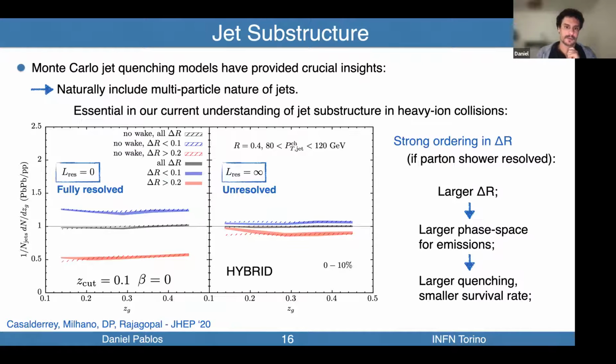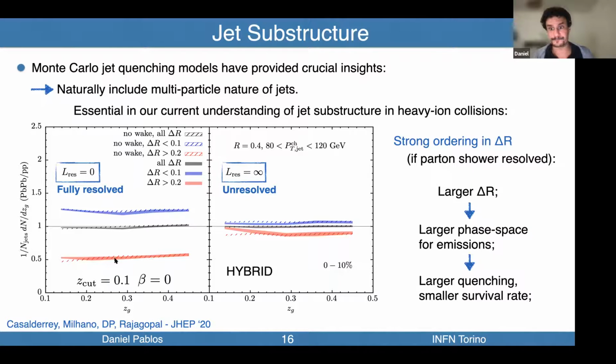Yet another way to look into this phenomenology is by looking at the groomed radius between lead-lead jets and PP jets. What one sees with the hybrid model is that, from the jets that you measure that pass your PT cuts, there's an absence of jets that feature a large groomed radius, which would mean there's an excess of narrow jets over wide jets in lead-lead compared to PP.